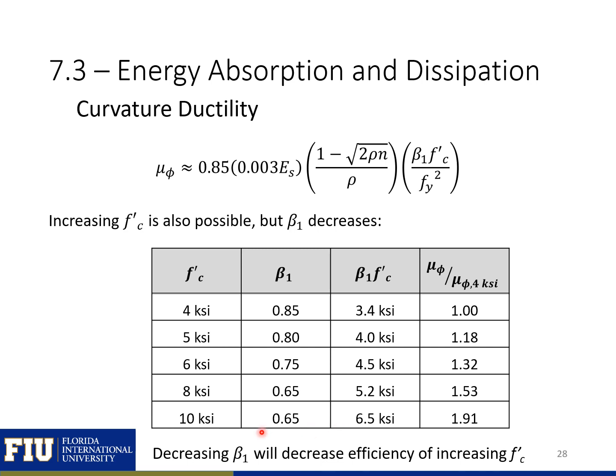You can see that if we increase our F prime C 2 times, we only get an increase of 1.5 times of our curvature ductility. And again, this is an effect of our decreasing beta 1 decreasing the efficiency of increasing F prime C. So this is one of the limitations of increasing the compressive strength to increase your ductility.